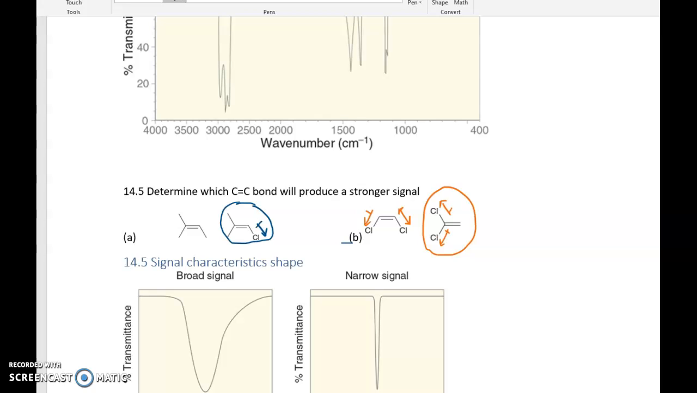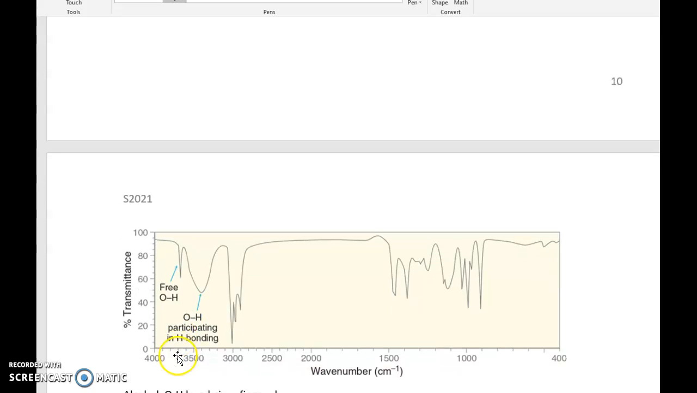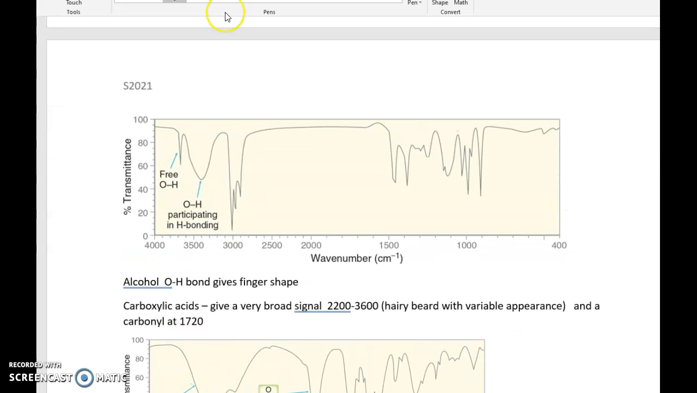We can also look at characteristic shapes. Some of the signals are broad and some are very narrow. Hydrogen bonding causes a broadening of the peak. What happens is the bond is weakened by different amounts depending on the number of hydrogen bonds that occur. So this is a typical alcohol spectrum. The alcohol looks like this: the rest of the molecule, an oxygen, and then a hydrogen. This broad peak is the alcohol involved in hydrogen bonding.